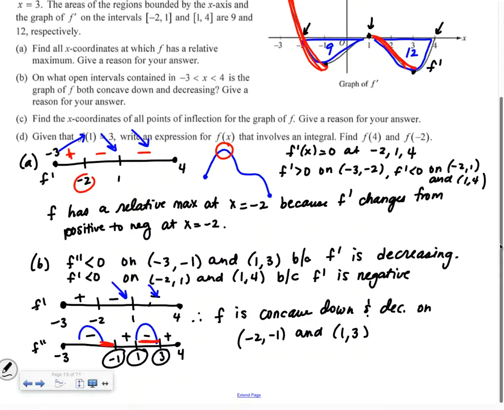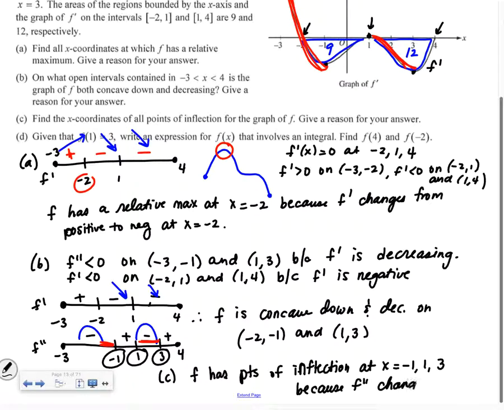All right, so part C, f has points of inflection at x equals -1, 1, and 3 because f double prime changes sign. And that's all you need to say.